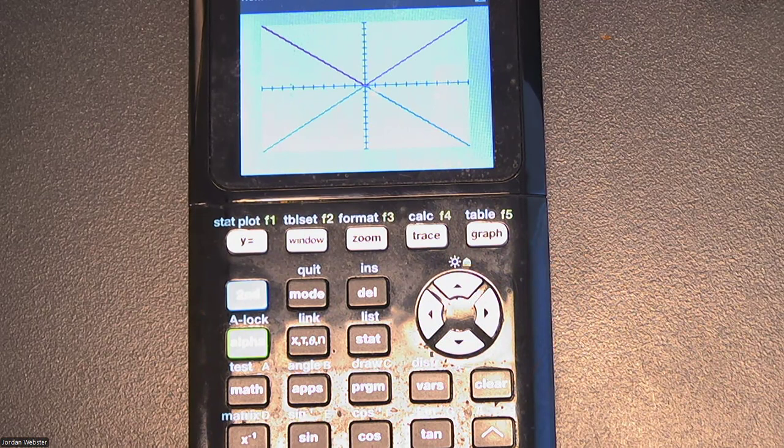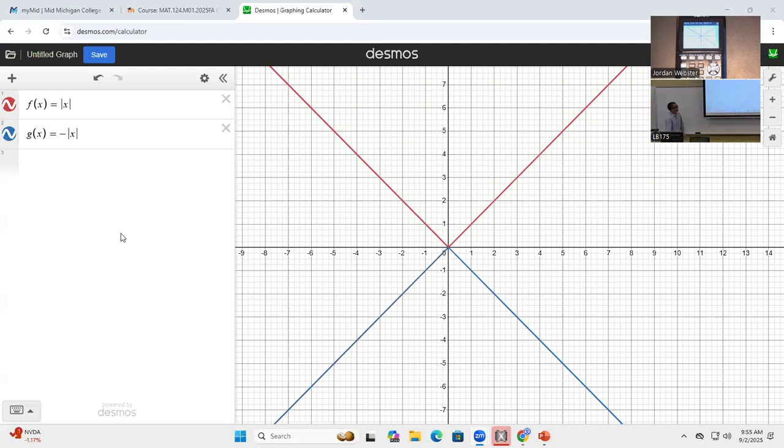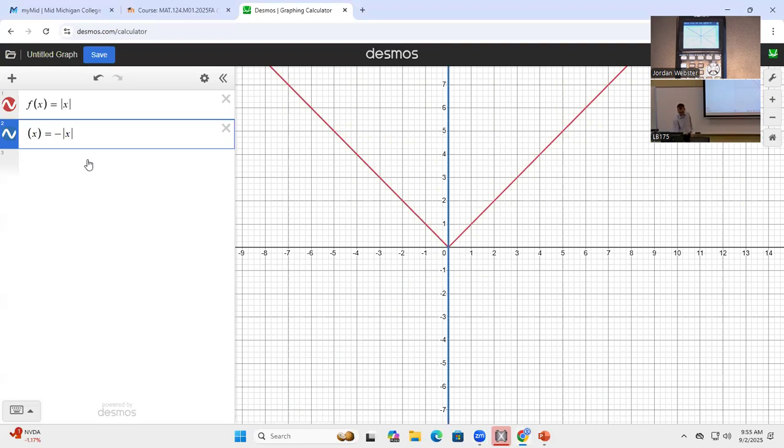So it should get the same thing. But yeah, math, and then the NUM gives you numerical stuff. But there you go. That's a flip across the x-axis.